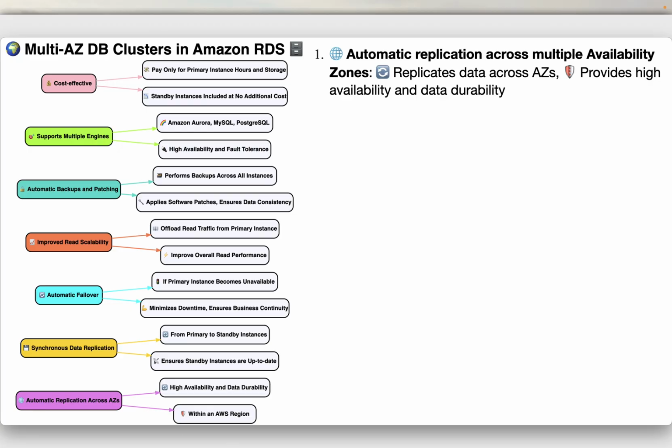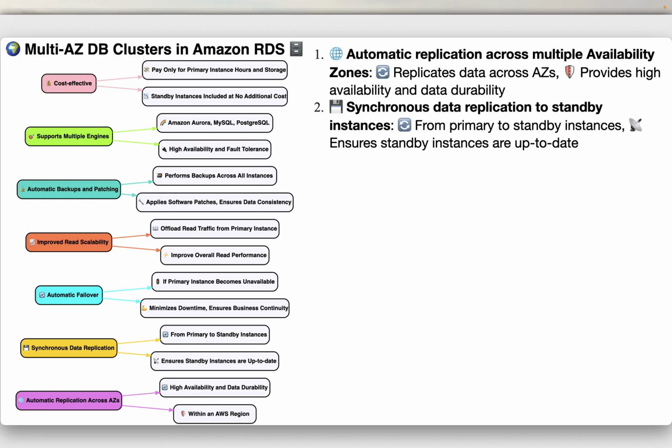Multi-AZ DB clusters automatically replicate data across multiple availability zones within one single AWS region, providing high availability and data durability. Second, synchronous data replication to standby instances. Data is synchronously replicated from the primary DB instances to standby instances in different AZs, ensuring that the standby instances are always up to date.